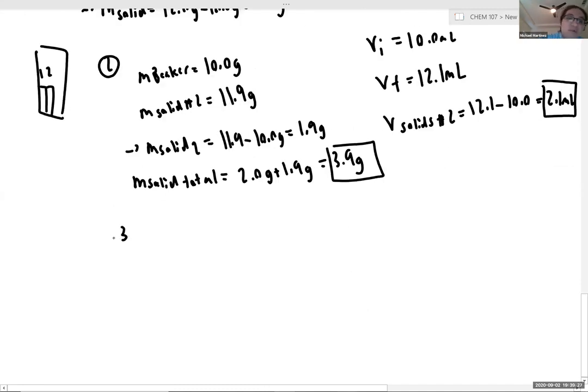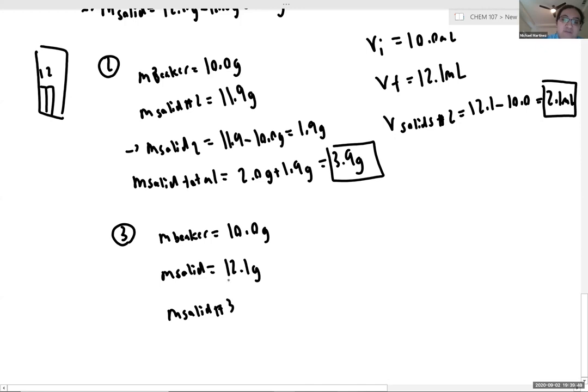From trial 3, let's pretend we're using the same beaker. So the mass of our beaker is 10.0 grams. The mass of our solid is 12.1 grams. So then the mass of our solid from trial 3 is 12.1 grams minus 10.0 grams, which gives us 2.1 grams.